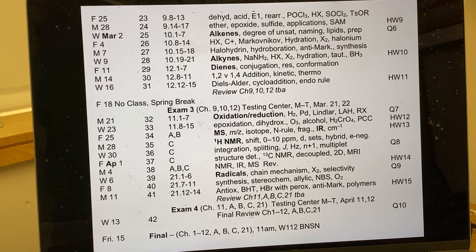Then exam 4, we have some spectroscopy here, mass spectrometry, NMR spectroscopy, and then a chapter on radicals. And yeah, that's the end there. And then we'll have a comprehensive review, which will be an ACS standardized final, American Chemical Society final. That'll be 70 multiple choice questions. My exams, midterm exams, will be part multiple choice and part write-on.